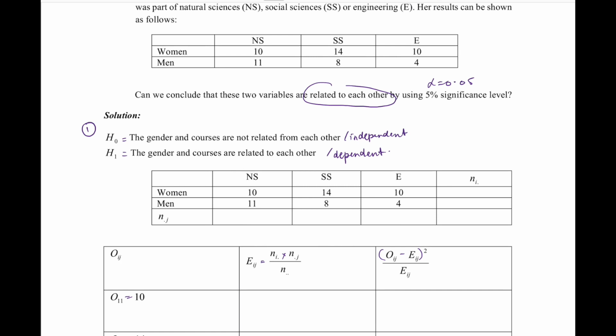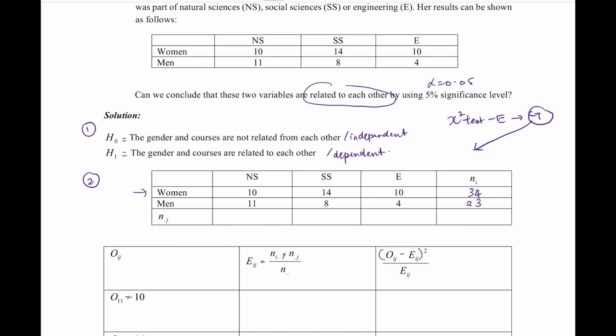Okay, step number 2, we want to find the chi-square test. In order for you to find the chi-square test, you need the E. So E you can get from the contingency table. So build the contingency table first. This one is the O. Summation of row 1, summation of women: 10 plus 14 plus 10, you will get 34. And then 11 plus 8 plus 4, you will get 23. Okay, then move to the columns.